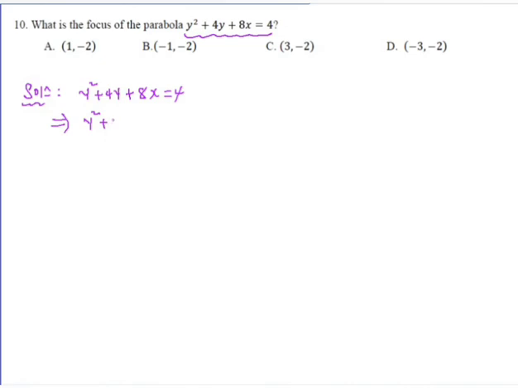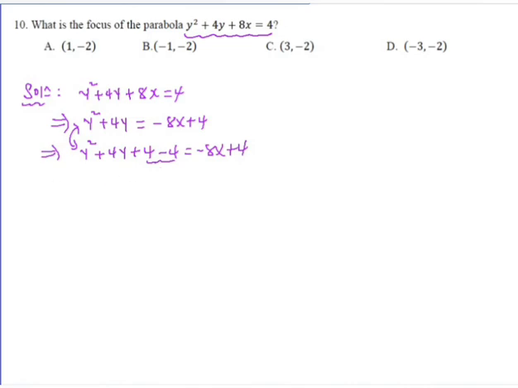y square plus 4y equals minus 8x plus 4. So applying the completing square method, we can write this as y square plus 4y plus 4 minus 4 equals minus 8x plus 4. These two equations are the same. I added 0, the only thing.